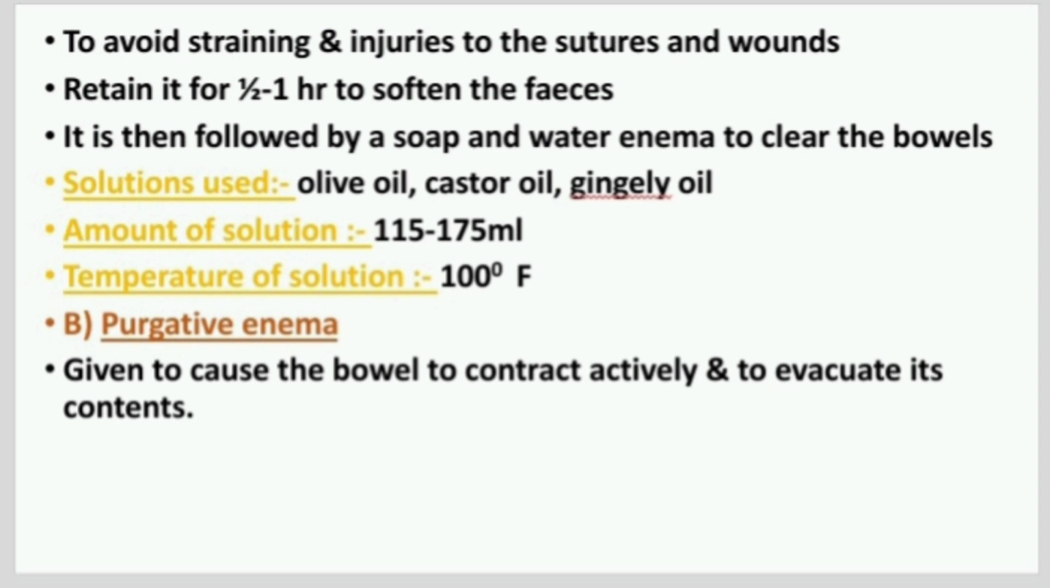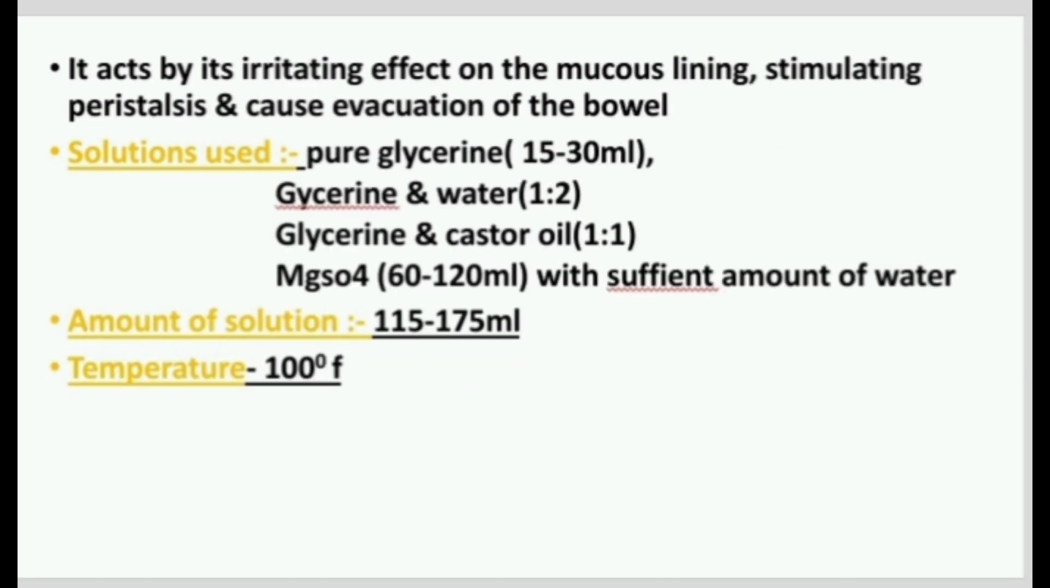Next is purgative enema. It's given to cause the bowel to contract actively and to evacuate its contents. It acts by its irritating effect on the mucous lining, stimulating peristalsis and causing evacuation of the bowel. The solutions used: pure glycerin 15 to 30 ml, glycerin and water 1:2 ratio, glycerin and castor oil 1:1 ratio, magnesium sulfate 60 to 120 ml with sufficient amount of water. The amount of solution 115 to 175 ml. Temperature of solution 100 degree Fahrenheit.